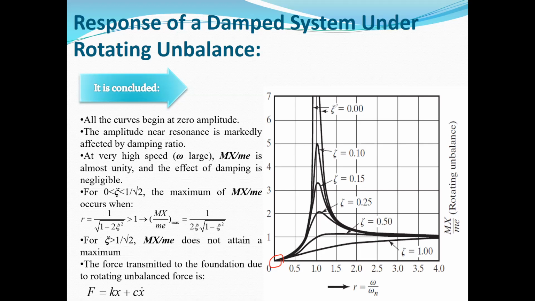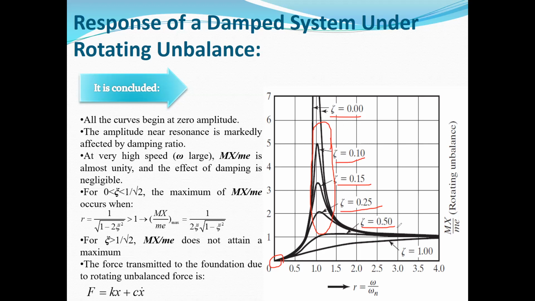The amplitude here in this area, when we are close to the resonance, or when we are close to r equal to 1, is significantly affected by the damping ratio psi. As you can see, the effect of psi on your response is really significant.